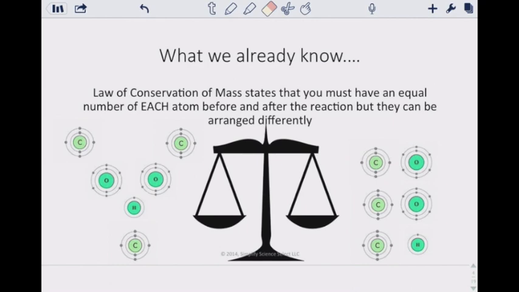What else do we know? We also know that the law of conservation of mass states that you must have an equal number of each atom before and after a reaction, but they can be arranged differently. So the law of conservation of mass means that whatever we start with is what we finish with. We start with the same number of atoms, and we end with the same number of atoms. And so that's the law of conservation of mass. What does this really mean? Balanced equations. When we talk about balanced equations, we're talking about the law of conservation of mass.